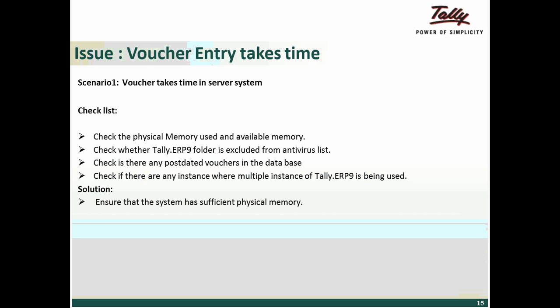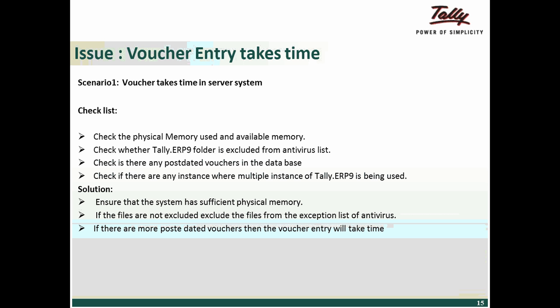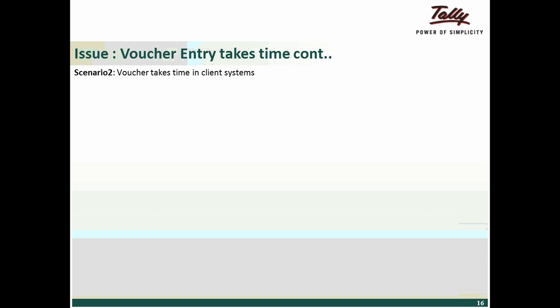The solution again talks about the same thing. Ensure that the system has sufficient memory. If the files are not excluded, exclude such files in the exception list of the antivirus. If there are more post-dated vouchers, then the voucher entry will take time. It depends upon the volume of the data and the volume of post-dated entries. Ensure that there are no multiple instances of Tally.ERP running, which we have already discussed. This is how you can manage in case of a server.